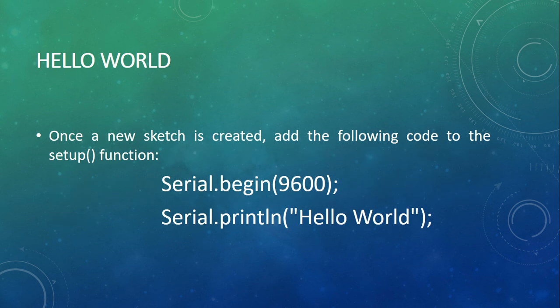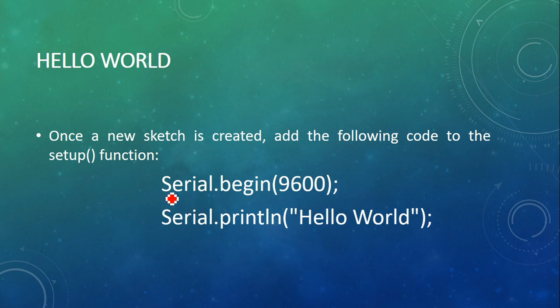So, this is our first code. Once a new sketch is created, add the following code to the setup function. Specifically, you have to put this inside the setup function, inside the pair of curly brackets. Okay, so we have Serial.begin, then open and close parentheses, 9600. So we're calling the serial monitor function with Serial.begin. This is the baud rate that we're going to use for displaying the text. As I've said, if you're going to type the code per line, you must imitate it.